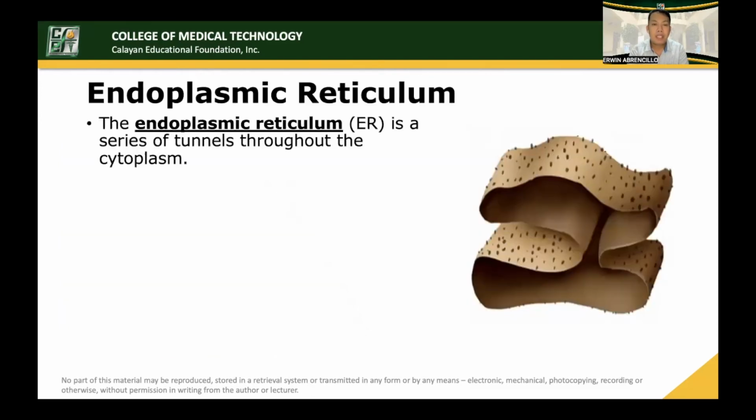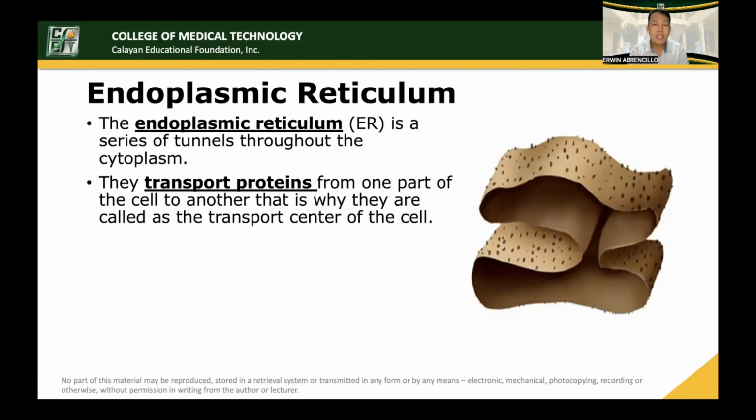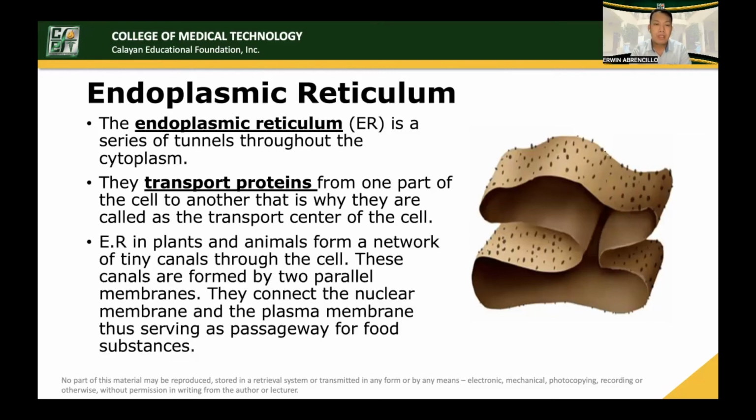So the endoplasmic reticulum, or known as ER, is a series of tunnels throughout the cytoplasm. They transport protein from one part of the cell to another. That is why they are called the transport center of the cell. ER in plants and animals form a network of tiny canals through the cells, and they have the same functions in plants and in animal cells.